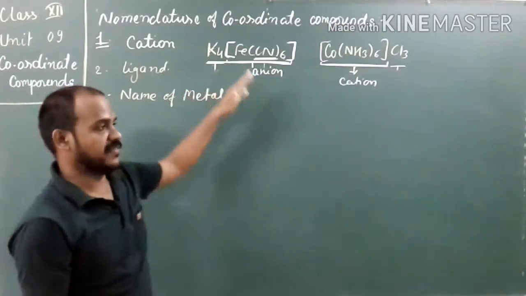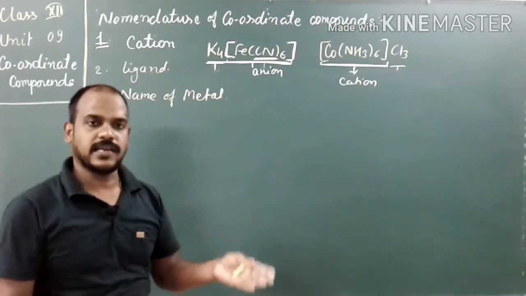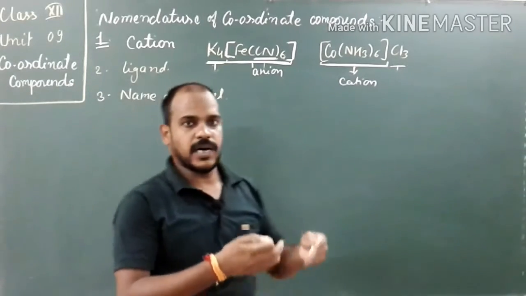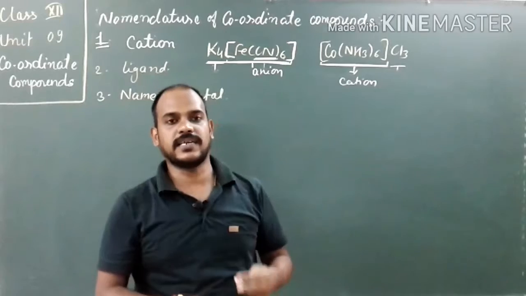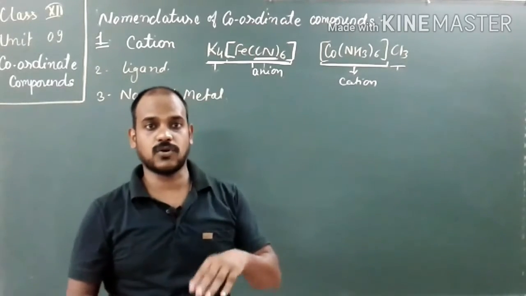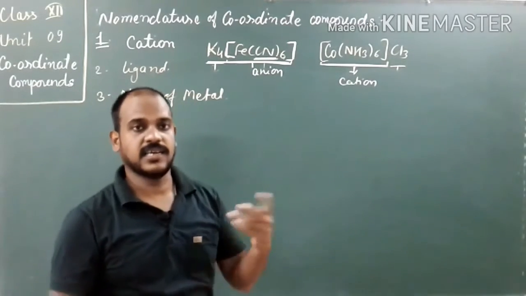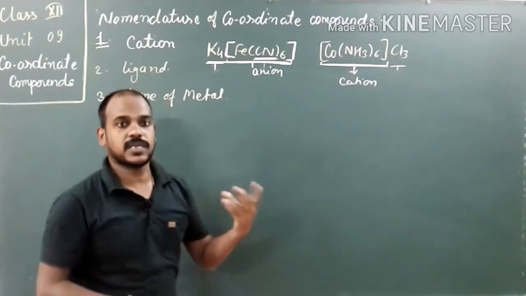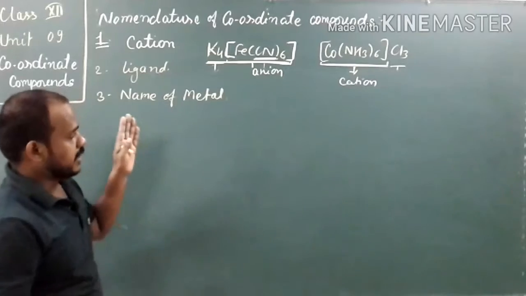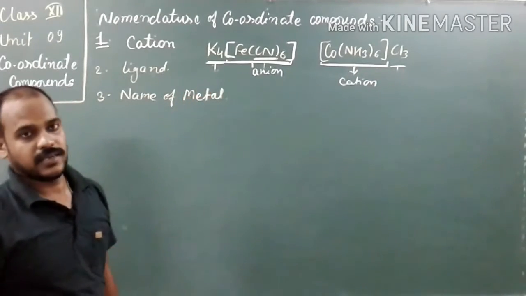So Fe, ferrum, ferrate; cobalt, cobaltate; nickel, nickelate; silver, the IUPAC name is the Latin name of silver, argentum, so the name will be argentate. For gold it is aurum, so the name will be aurate. Zinc, zincate; mercury, mercurate; platinum, platinate. So like that, the name of the metal will be changed when the coordination entity is an anion.